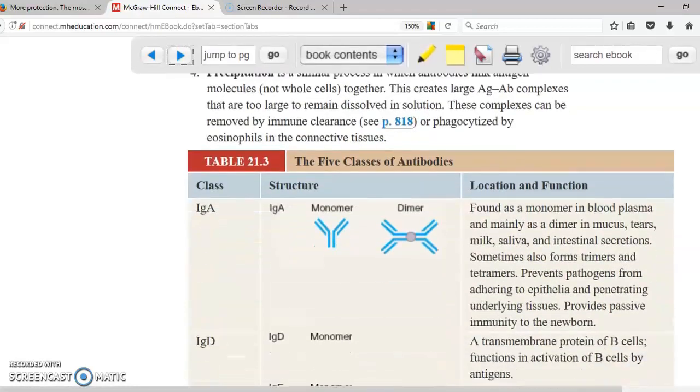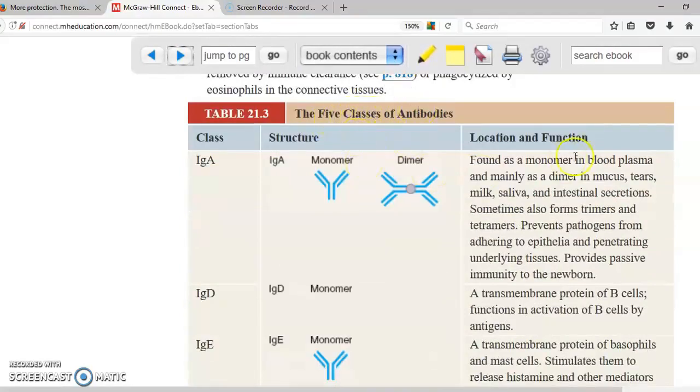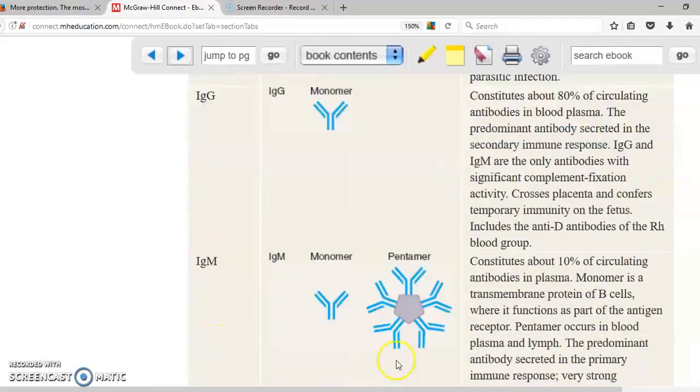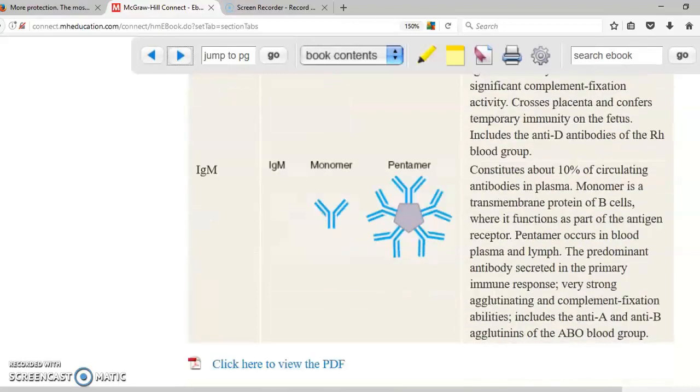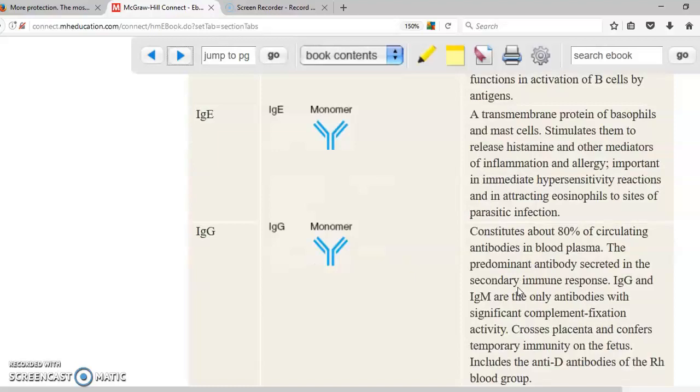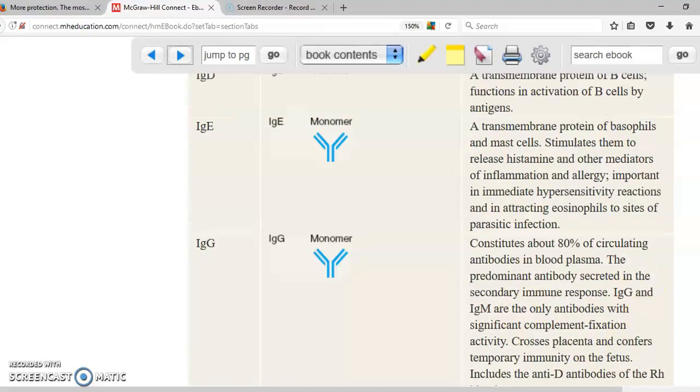So if we scroll down, we have 5 types of antibodies: IgA, IgD, IgE, IgG, IgM. In this case, IgM plays an important role in precipitation and agglutination because it has multiple areas where it can attach to multiple different antigens. IgM represents 10% of the antibodies present in plasma. Next, we have IgG, one of the antibodies secreted in the secondary immune response. It's also very important in complement fixation. IgG is also able to cross the placenta, therefore providing some immunity to the baby.